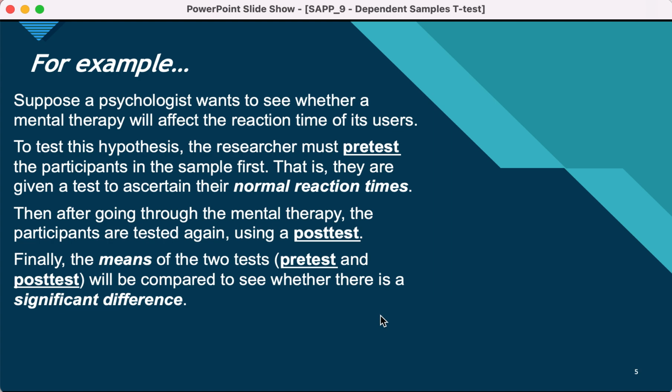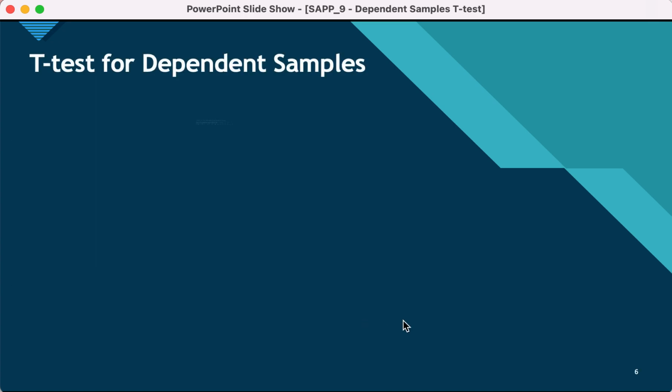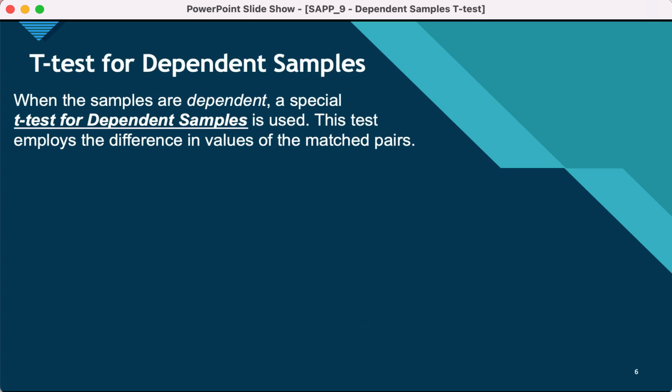This goes with a lot of other things, not only psychology, of course. Since the same participants are used in both cases, the samples are so-called related. So for the t-test for dependent samples, we cannot use the independent samples test. A special t-test called the paired t-test is used. This test employs the difference in values of the matched pairs.